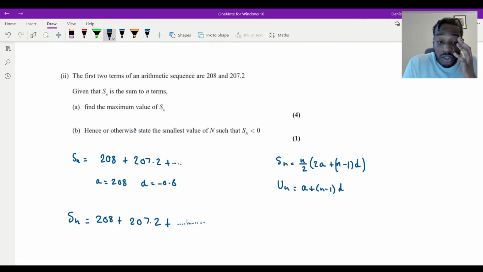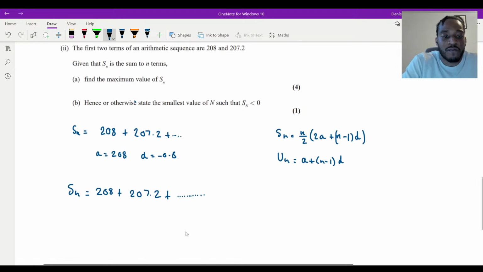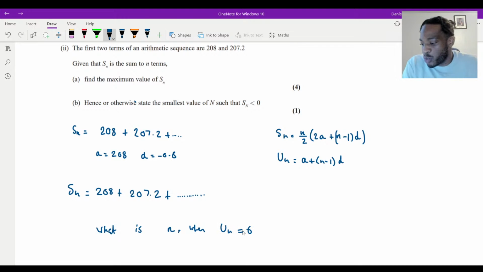So in this case, what do I do? Well, what I'd want to figure out is the term in the sequence which is zero. If it's not exactly zero, then it's going to be thereabouts. We just need to figure out the final term which is positive. And what you would do is say to yourself, what is n when un is equal to zero? That's what you'd want to do.